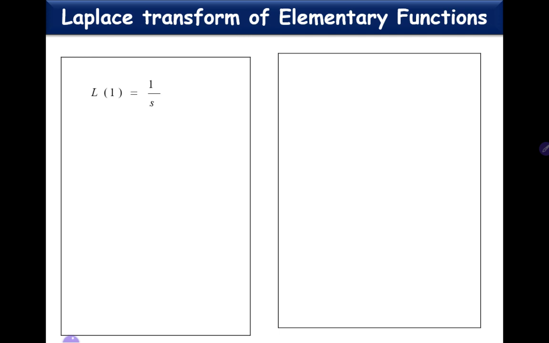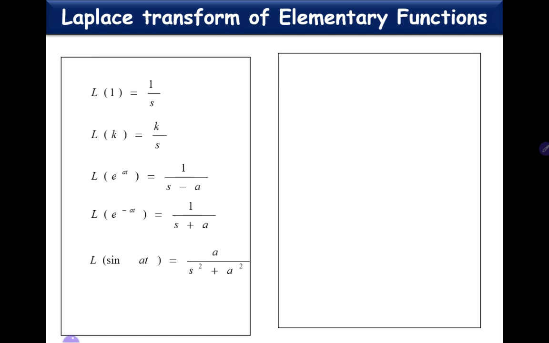L of 1 is 1 by s, that is Laplace transform of 1 is 1 by s. L of k is k times 1 by s, that is k by s. L of e power at is 1 by s minus a. L of e power minus at is 1 by s plus a. L of sin at is a by s square plus a square. L of cos at is s by s square plus a square.